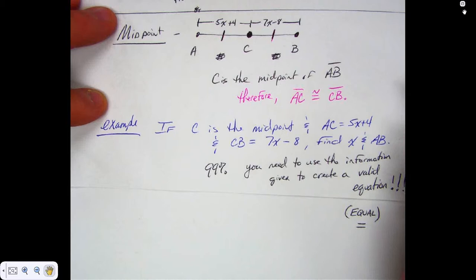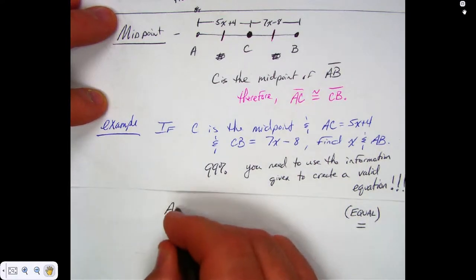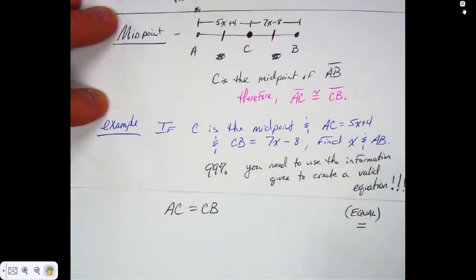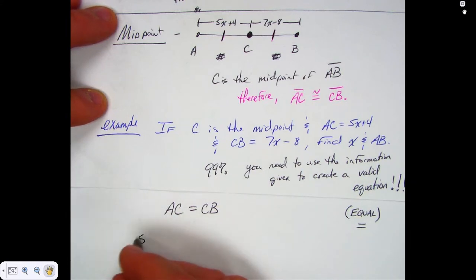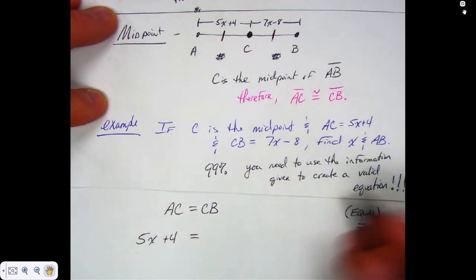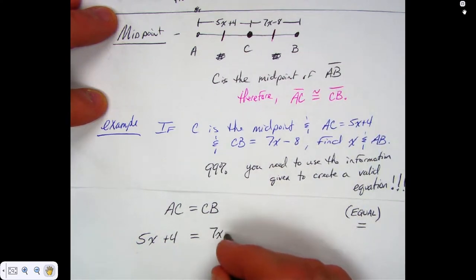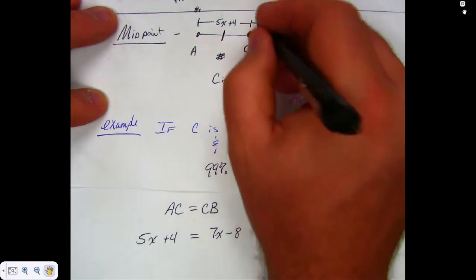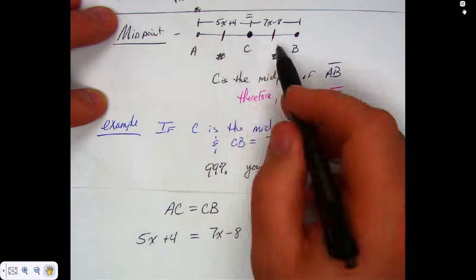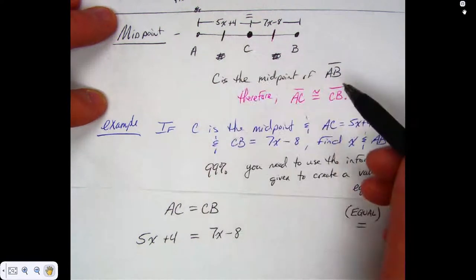Do you guys know anything here that's equal? Yeah. Isn't the distance from A to C equal to the distance from C to B? Would you guys agree with that? Well, what is the distance from C to B? A to C? 5 times whatever x is plus 4. That has to be equal to, what is the distance from C to B? 7 times whatever x is minus what? I mean, isn't that what the picture says here? Those two are what? You kind of have written the equation right here, haven't you?